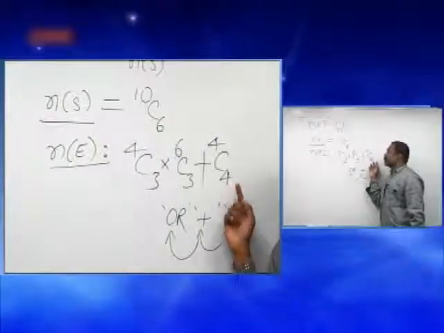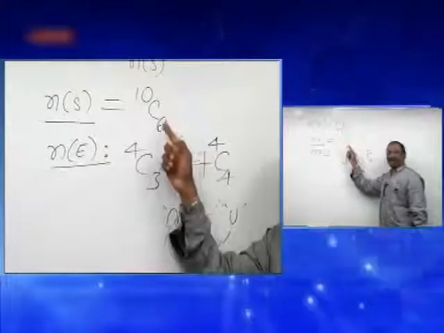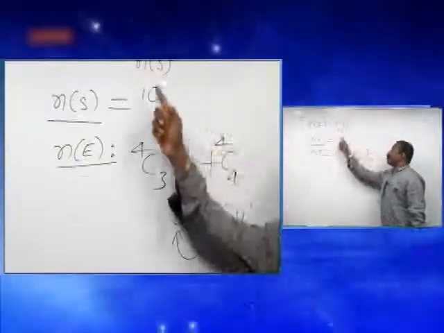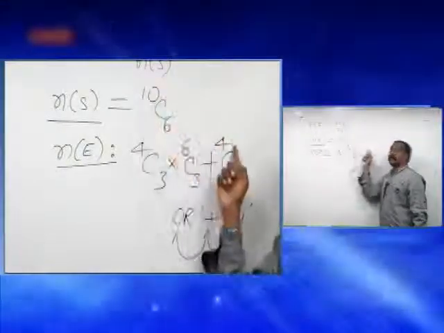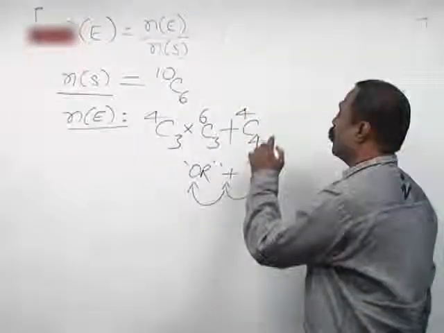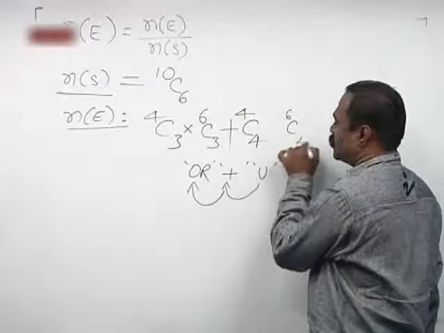4 are already chosen. How many are remaining? 2 are remaining. Those 2 are to be taken from the non-defective items. How many non-defective are there? 10 minus 4, 6 are there. So from 6, you have to choose 2, 6C2.